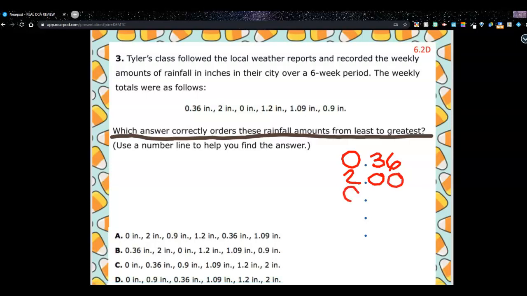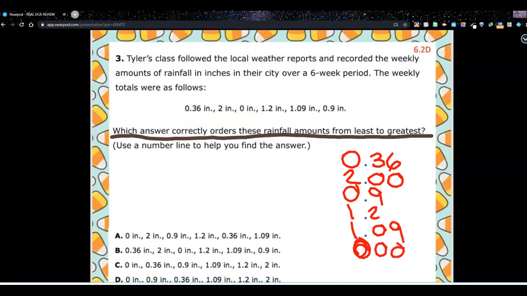0 is just 0. 1.2 would be like $1.20. $1.09. Oh no, I needed one more. Oh, you know what? I'll change this one to 0.9 instead of 0, and then I'll just write my 0 down here. Okay. That's a 0. It's an ugly 0, but it is still a 0.